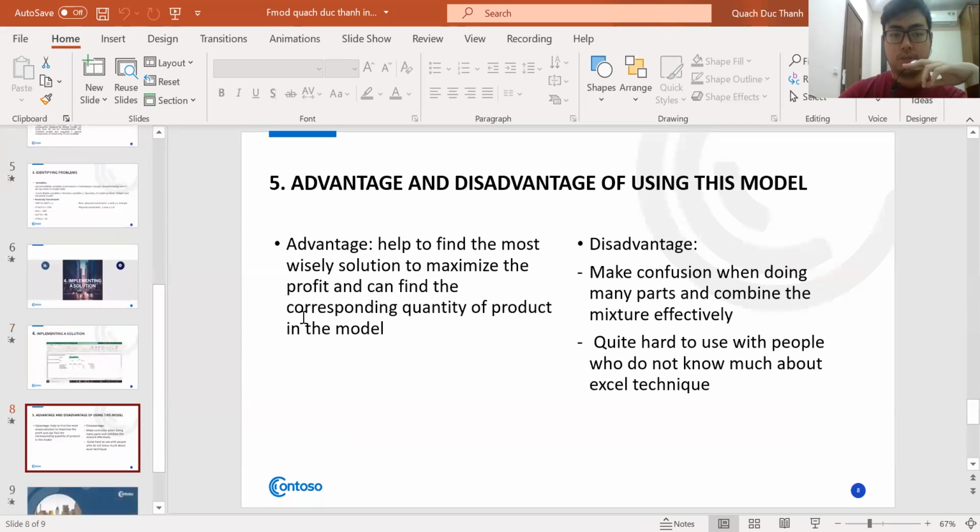And finally, the advantages and disadvantages of using this model. The advantage is that it finds the wisest solution to maximize the profits. The disadvantage is that it is quite hard to use for people who don't know the Excel techniques well, because there are a lot of conditions, and if they use a wrong condition, they can get wrong results.